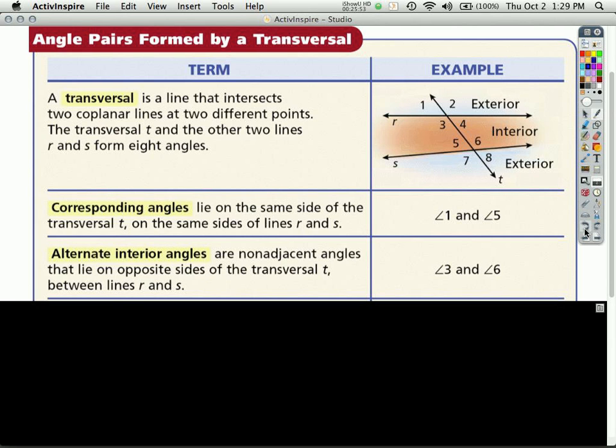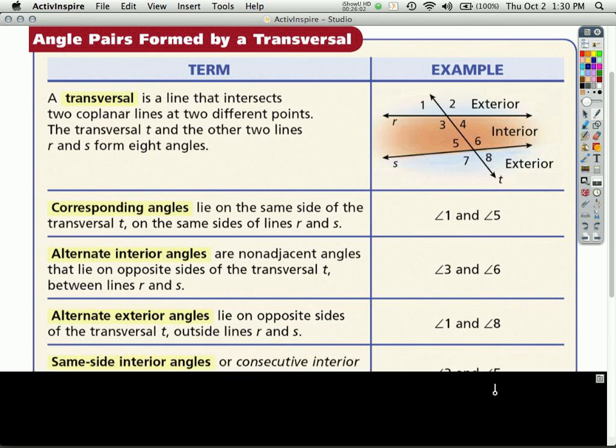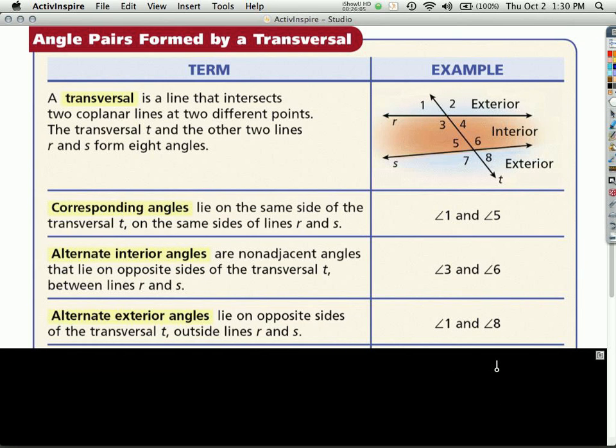Okay, so now that we've got a way of incorporating this information together, we've already covered transversal, corresponding angles, alternate interior angles. Now, alternate exterior angles. Based on what you've learned from alternate interior, you could probably figure out what alternate exterior means. Opposite side of the transversal on the outside of the two lines. So angles 1 and 8 are alternate exterior because here they are. Opposite sides of the transversal on the outside.